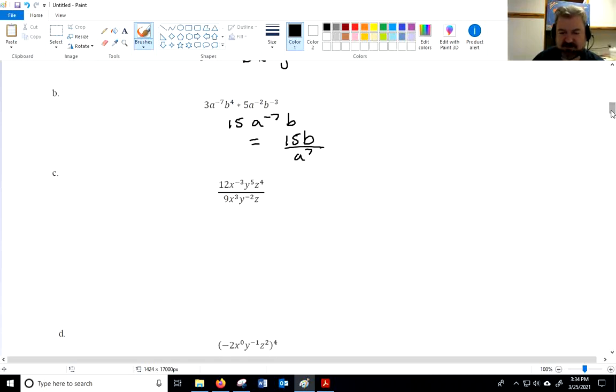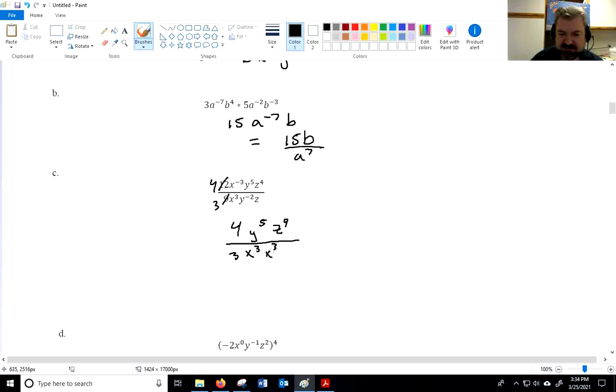Okay, on the next one, we'll reduce the 12 and 9. They're both divisible by 3. And then, like I said, I could go ahead and start subtracting, but I like to move all of my negative exponents first. I just find that easier. So the x to the negative 3 on top goes down.